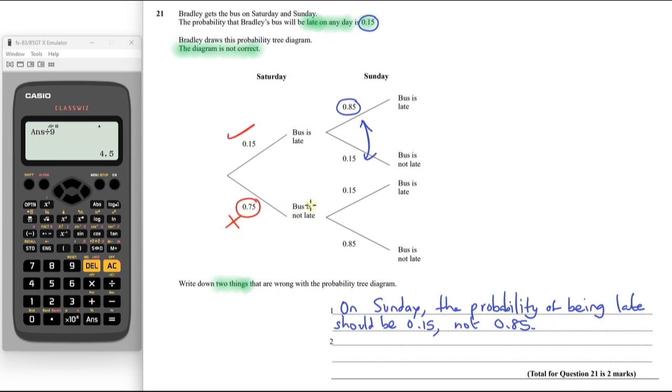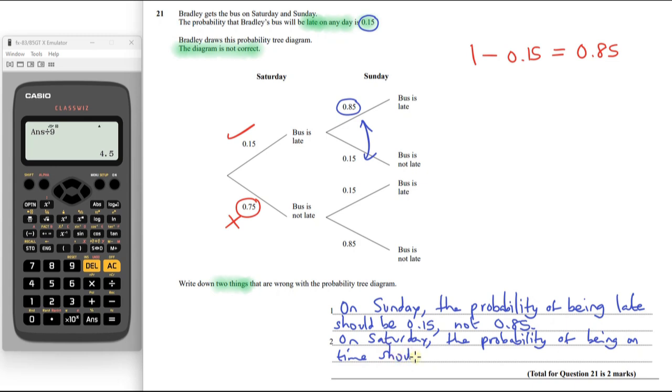So what we need to do to work out the probability that it's not late is we need to do 1 minus 0.15, and that gives us 0.85. So that is the next thing that's wrong. We should say that on Saturday, the probability of being on time should be 0.85, not 0.75. So he's just made a mathematical error with this last one here.